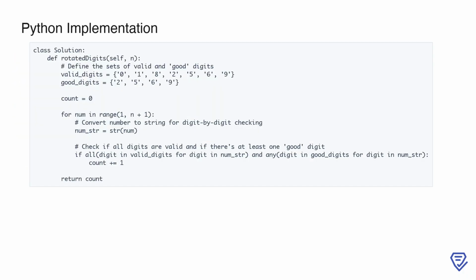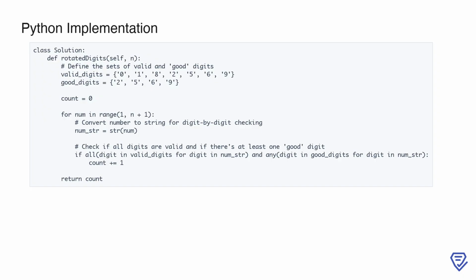This solution aims to count how many numbers between 1 and n are considered good after rotation. A number is good if all its digits remain valid when rotated and at least one digit changes to a different valid digit. The function begins by defining two sets of digits. The valid_digits set contains digits that remain valid when rotated: 0, 1, 8, 2, 5, 6, 9. The good_digits set contains digits that change to a different digit upon rotation: 2, 5, 6, 9. These sets are used to evaluate each number.